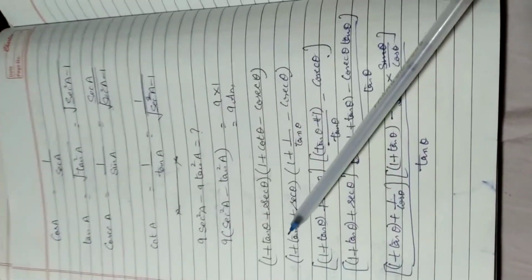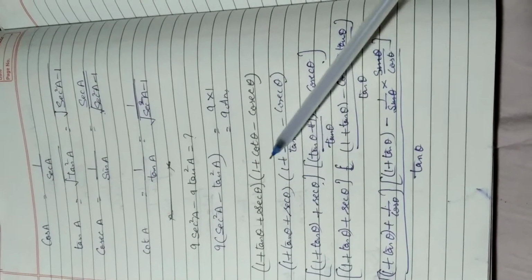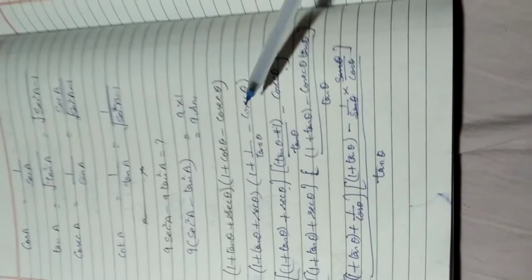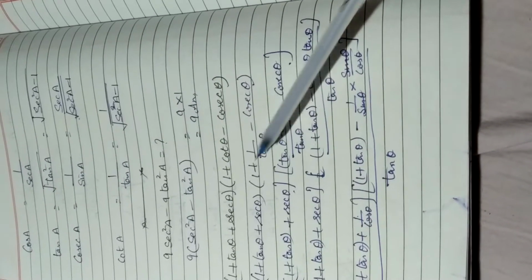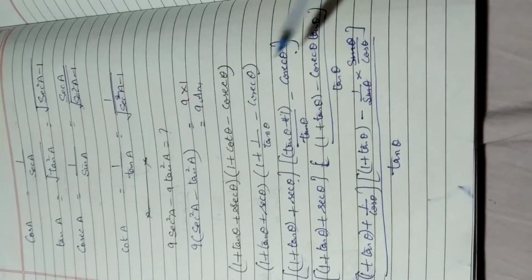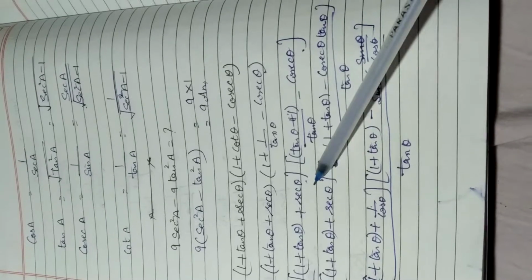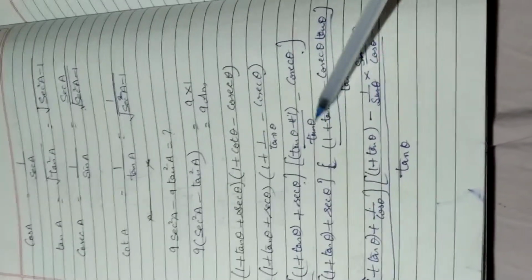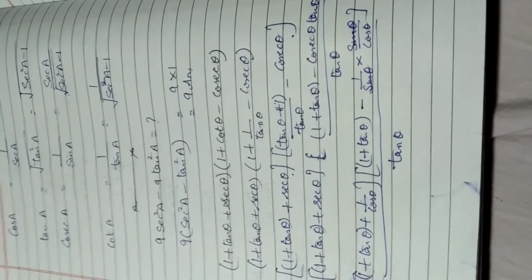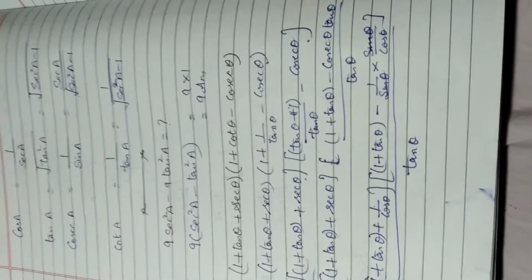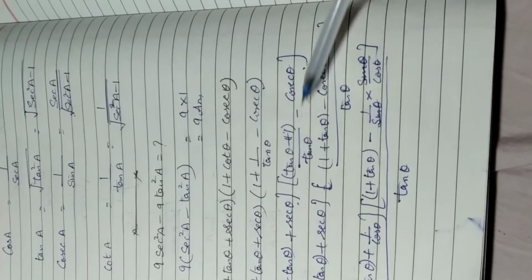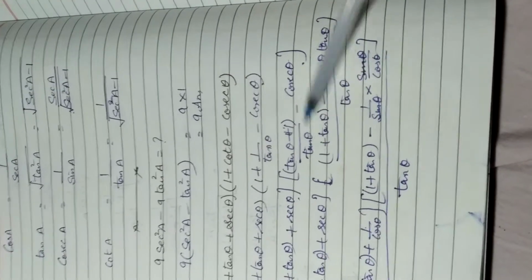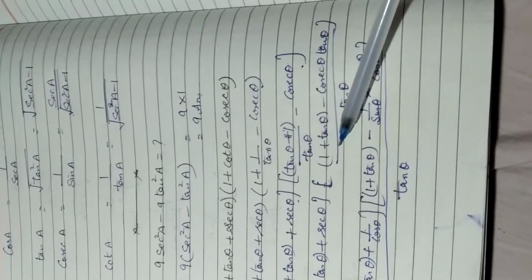The next part is 1 plus tan theta plus secant theta into 1 plus cot theta minus cosecant theta. We are to solve this. We convert cot into tan: 1 plus 1 upon tan theta minus cosecant theta. Now we take the LCM here, tan theta is the LCM. Then it becomes tan theta plus 1 minus cosecant theta into tan theta, upon tan theta.